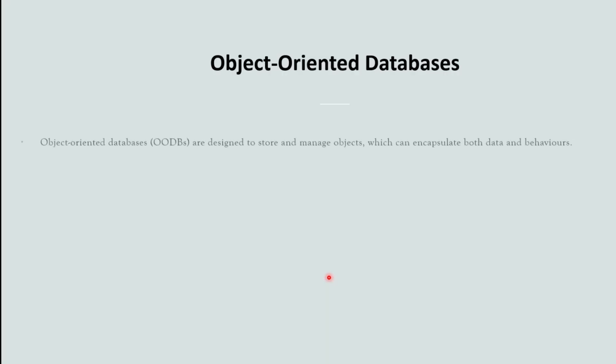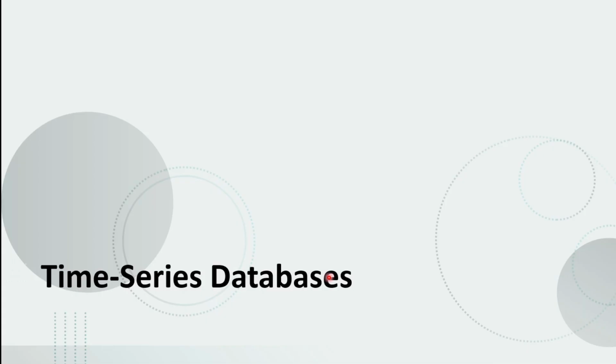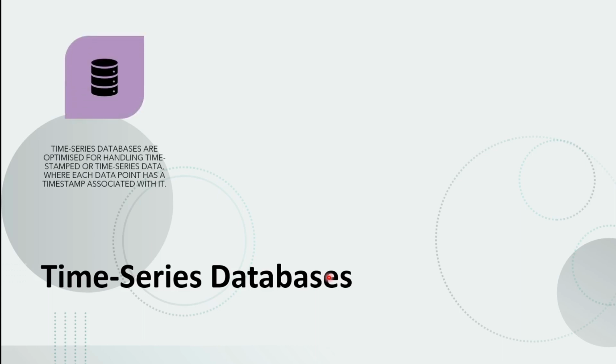The next one is called the object-oriented database. These are designed to store and manage objects, which encapsulate both data and behavior, and they are based on the object-oriented programming paradigm, where objects are instances of classes and have attributes and methods. Then we have time series databases. The time series databases are optimized for handling timestamp or time series data.